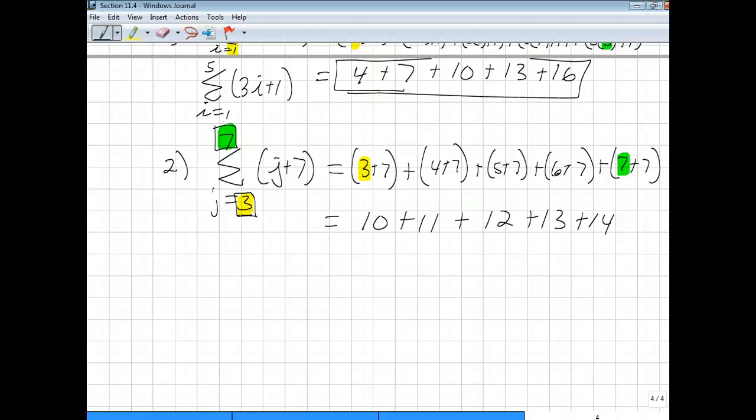Now, we also want to be able to use sigma notation given the expanded form. So the directions would be use sigma notation to write the series.